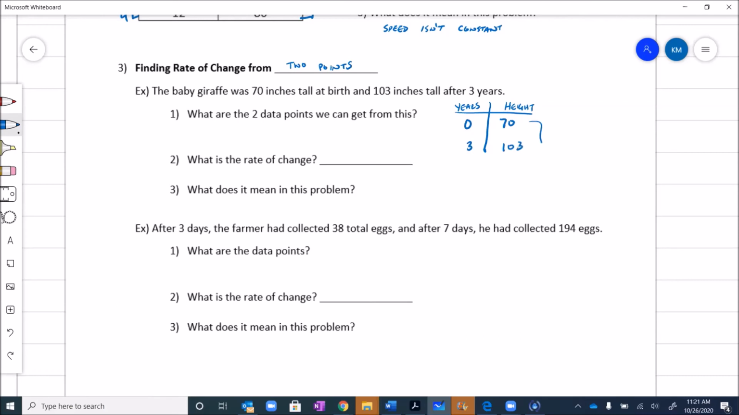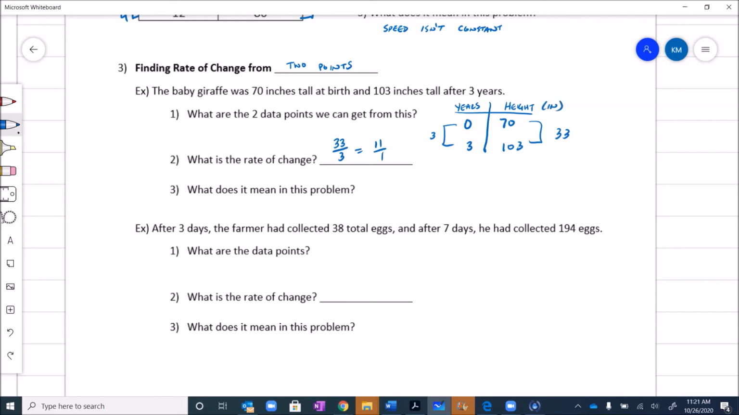So only 2 points of data, not really asking if it's consistent or not. We can say, how much does this change? This one is up 33. How much does this change? This one is up 3. And so what is our rate of change? 33 over 3, or 11 over 1.